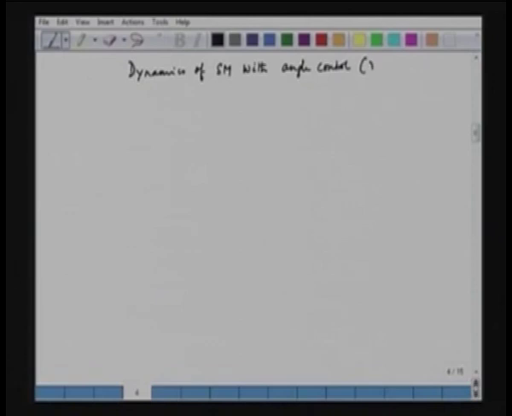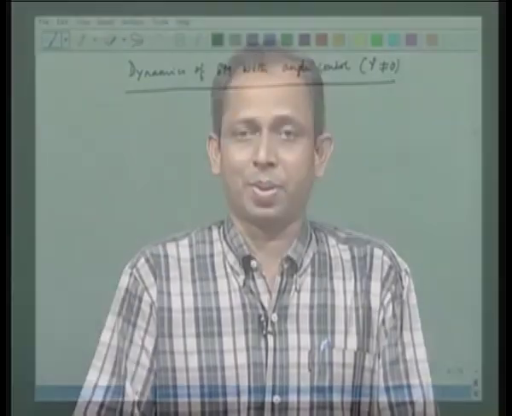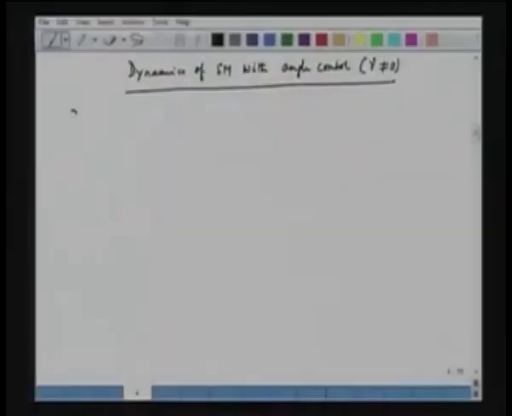Which means gamma is non-zero. So, if gamma is non-zero, what happens? If gamma is non-zero, the currents will have two components, IDS and IQS. So, we can say that gamma here is non-zero, which means IDS and IQS are both non-zero.